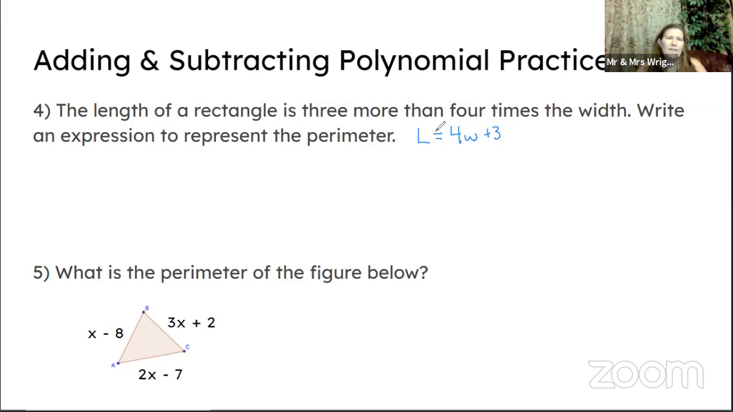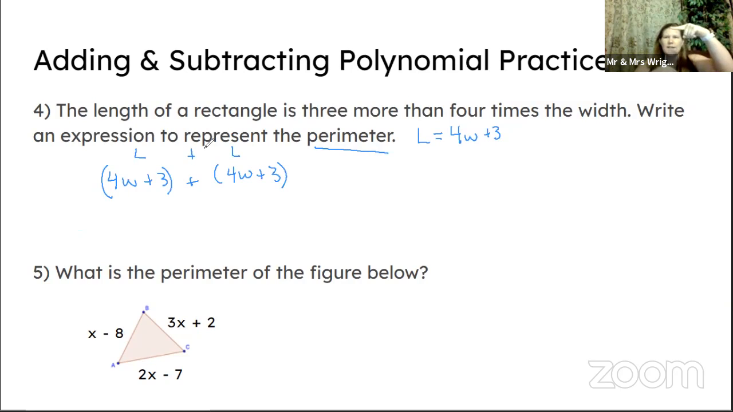So I have to remember the perimeter is adding up all sides of a polygon, right? So our polygon has 4 sides. With a rectangle, we know it has 2 lengths that are exactly the same and 2 widths that are exactly the same. So if this is our length, and there's 2 of them, we can write 4W plus 3, that's 1 length, right? Plus a second length, plus 4W plus 3.